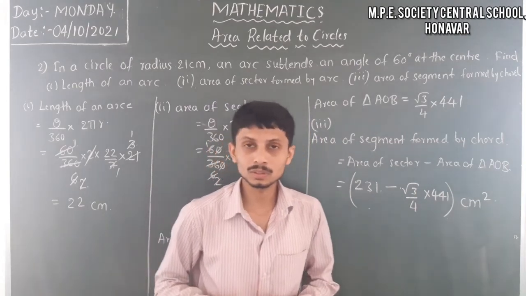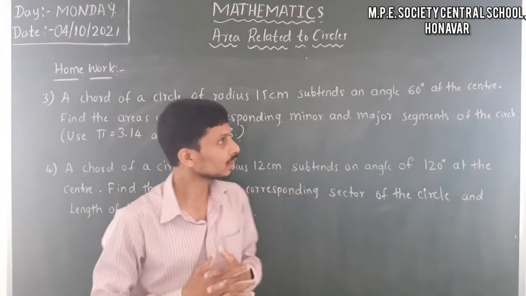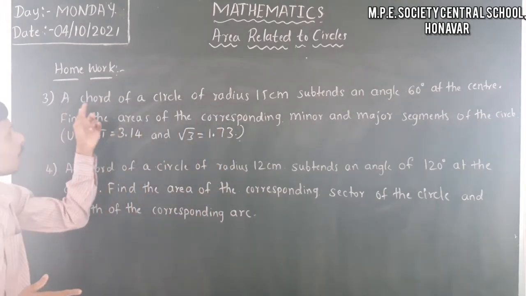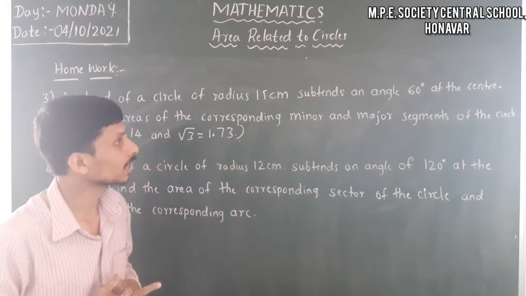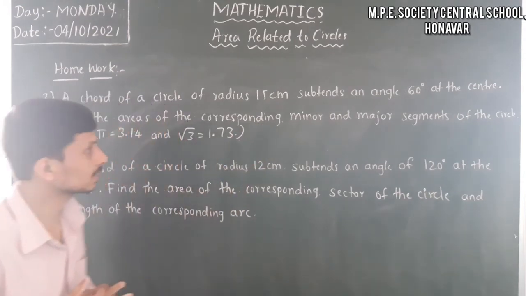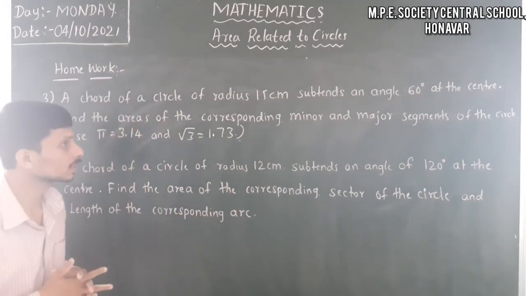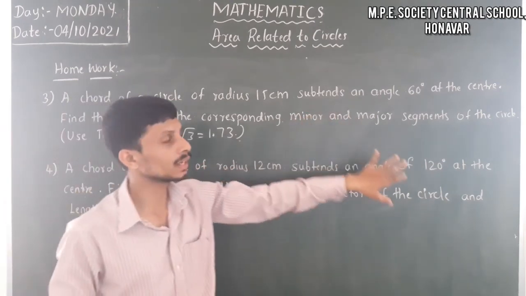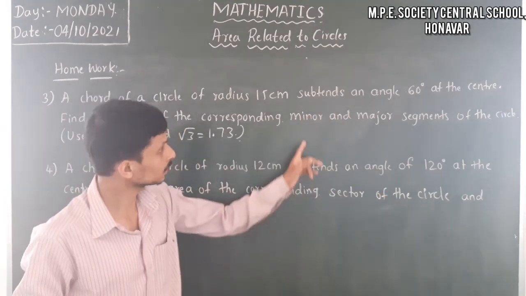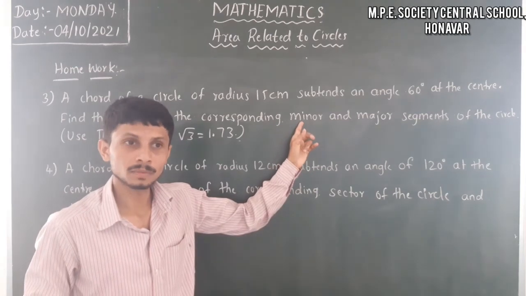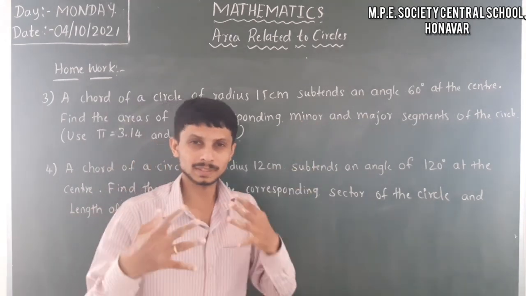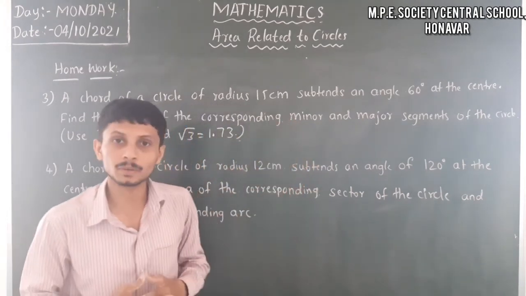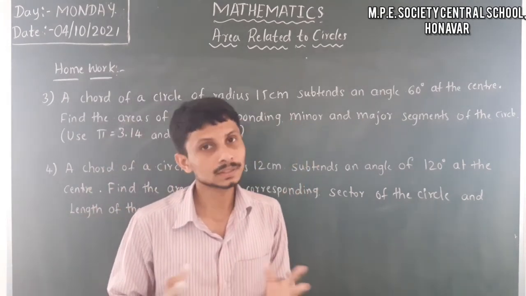I hope you understood this. Let us have two homework problems. First, a chord of a circle of radius 15 cm subtends an angle of 60 degrees at the center. Find the areas of the corresponding minor and major segments of the circle. First find the minor segment by using the formula, then find the major segment by subtracting the minor segment from the complete area of the circle.